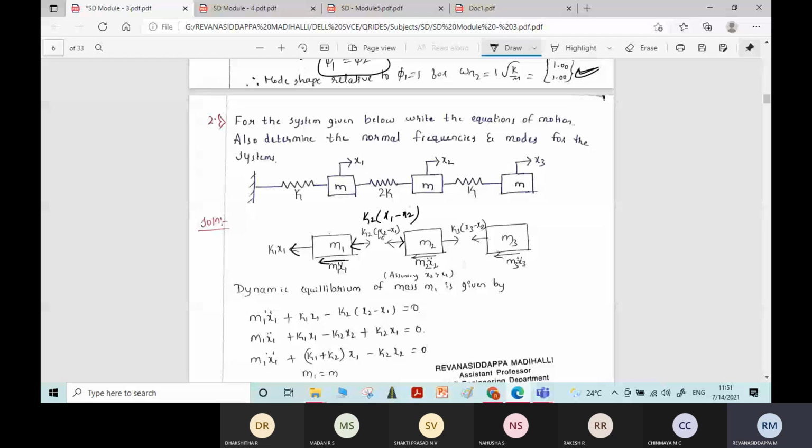My suggestion is you follow one single procedure. What you do is, instead of assuming the compression here, you assume tension of the spring, like this: k2 into x1 minus x2. If you start solving the problem like this, finally you will get the same equation. See, these k2 into x2 minus x1 and k2 into x1 minus x2, both are one and the same.